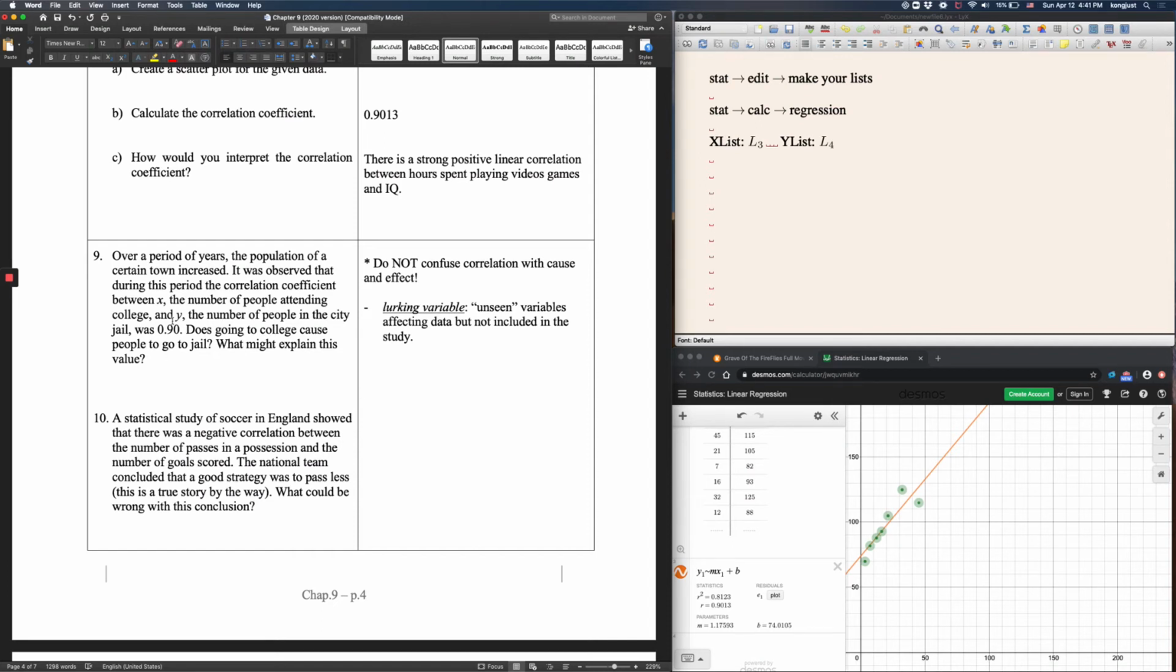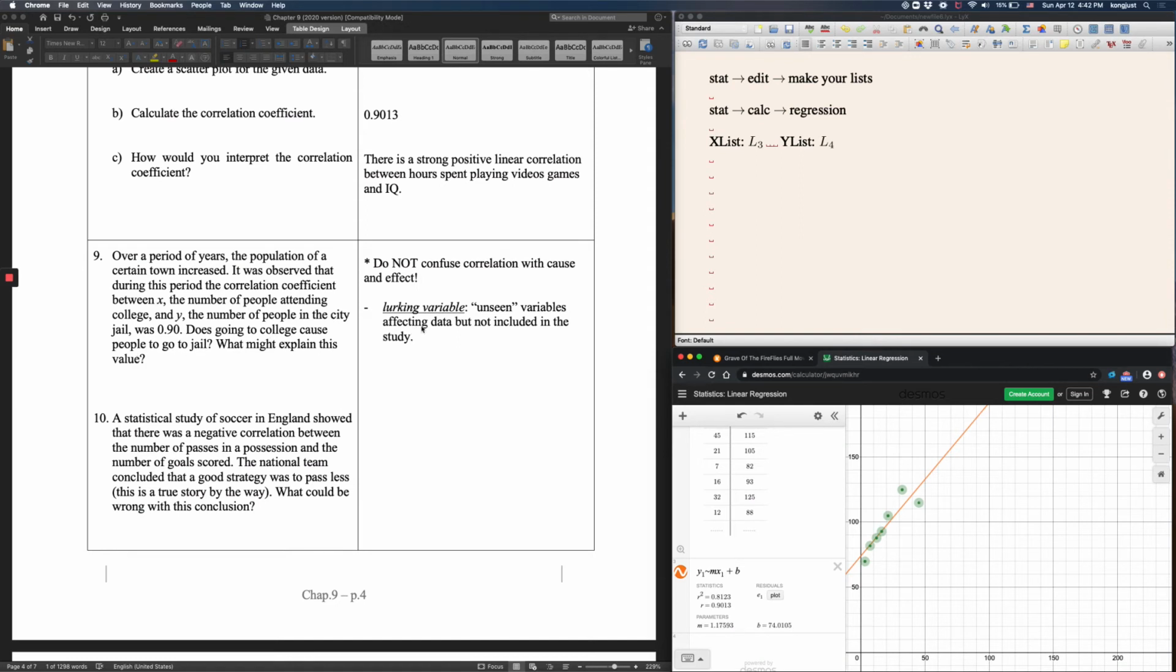So 0.9, that's a high correlation coefficient, right? That means your graph, if you were to plot it, is going to look something like this, where your data points are roughly in a line. Because this is actually almost exactly the same, 0.9013, just by chance. So is that the case? All right, let's look at the note here. It says, do not confuse correlation with cause and effect. So that's not necessarily the case that going to college causes people to go to jail.